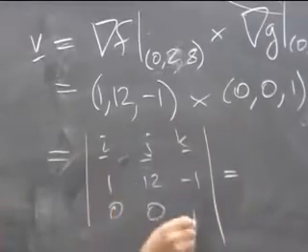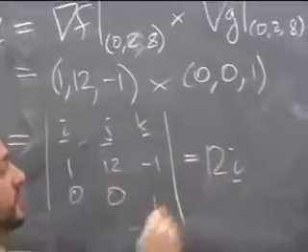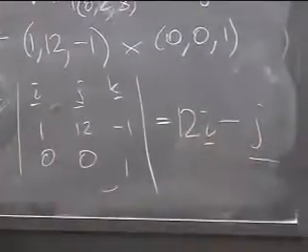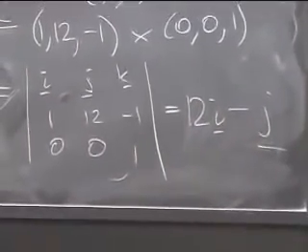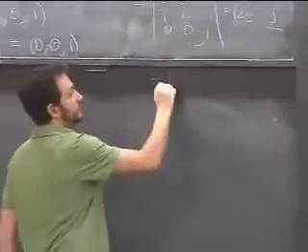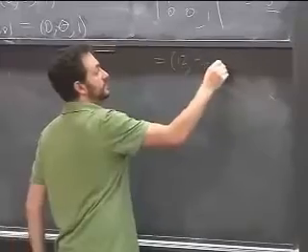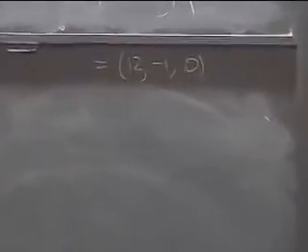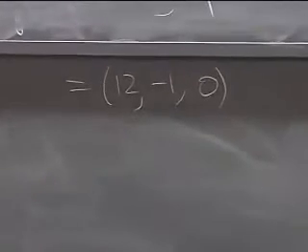And the i is just 12. The j is negative 1. And the k is 0, if you work it out. So the vector that we're looking for can be rewritten as 12, minus 1, 0. Now that is a tangent vector to the curve, but we've been asked to find a unit tangent vector.